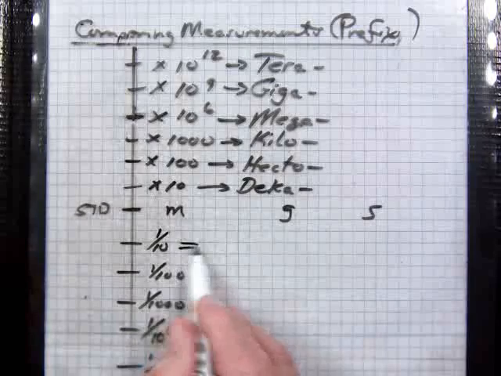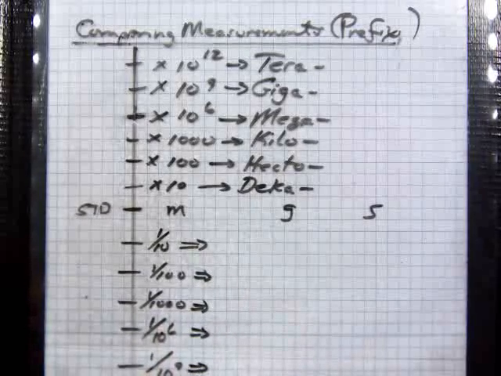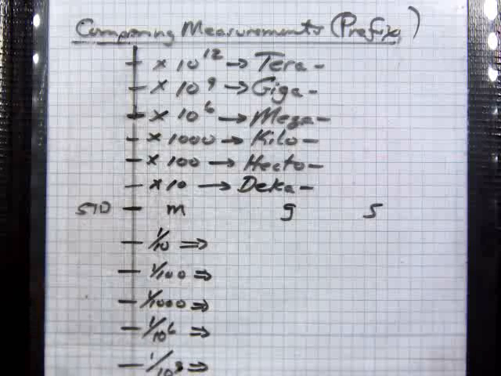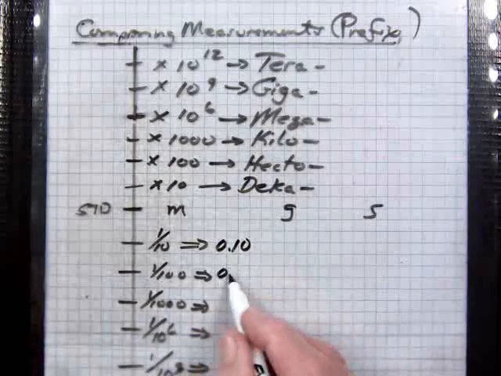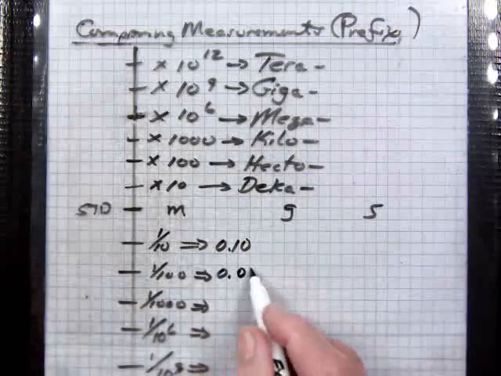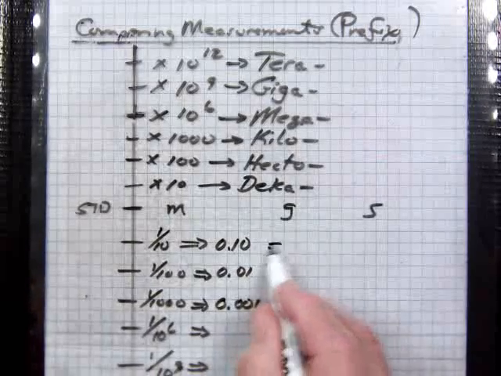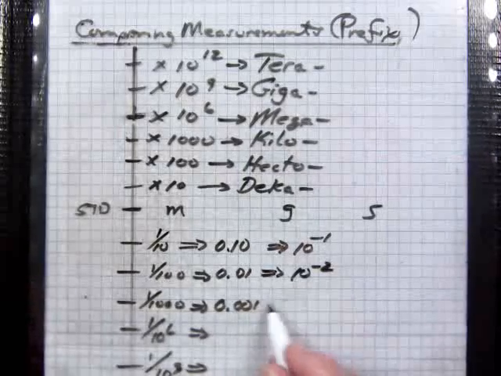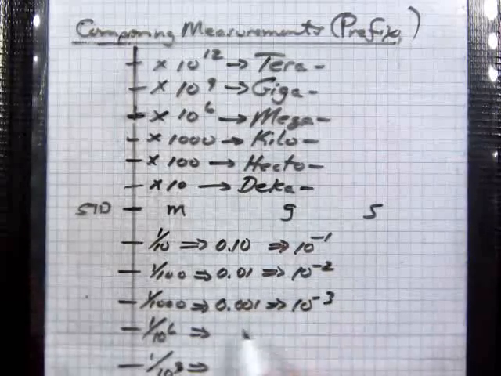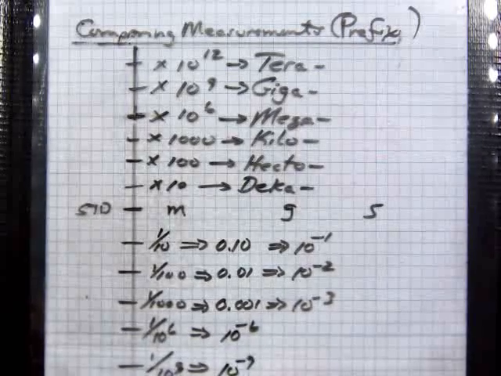Now, it's important that you also recognize these in terms of their powers of 10 or decimal fractions. Of course, this is 0.1, 0.01, 0.001, which also is 10 to the minus 1, 10 to the minus 2, 10 to the minus 3, and this, of course, is 10 to the minus 6, and 10 to the minus 9.